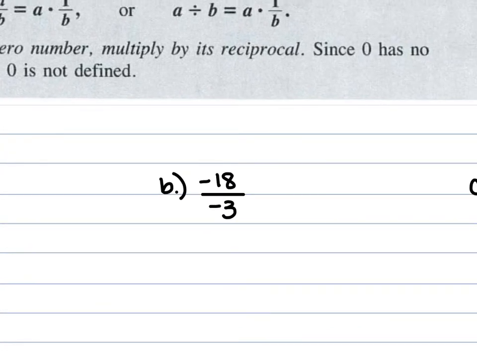For B, remember division and fractions are the same thing. So B, we have negative 18 over negative 3, which is the same thing as negative 18 divided by negative 3. These turn into positives, then 18 divided by 3 is 6.